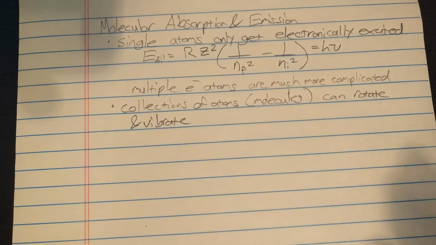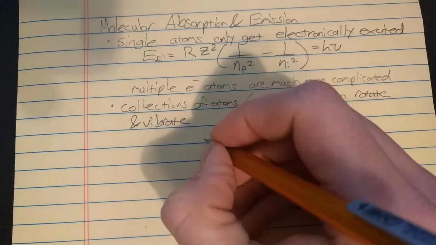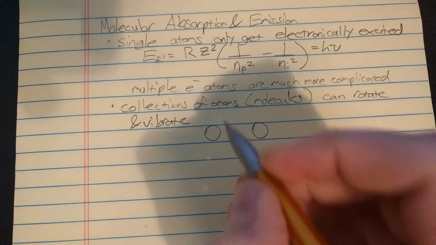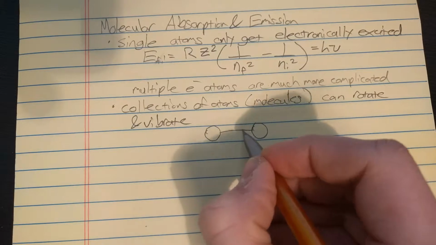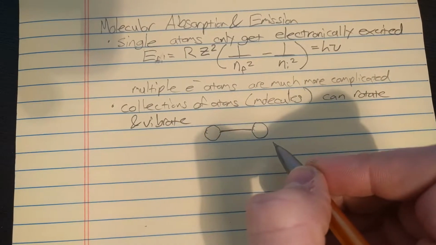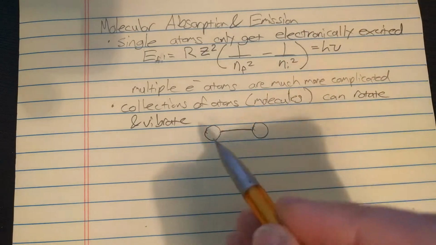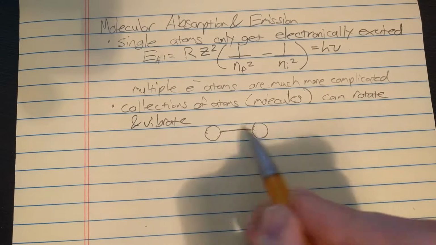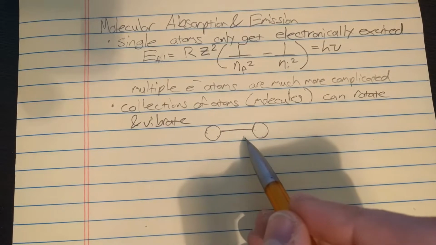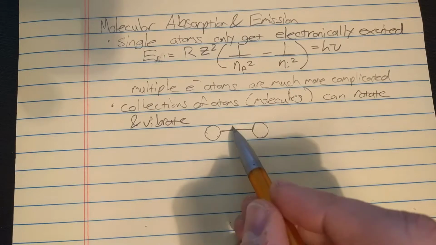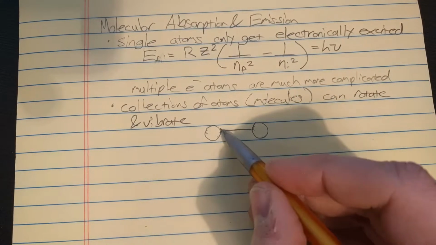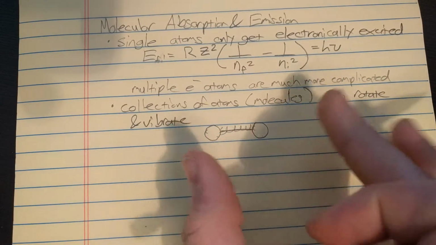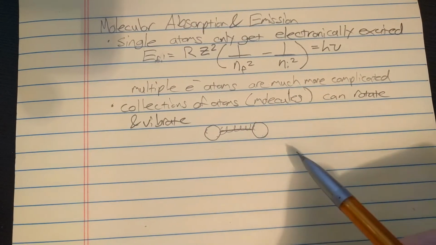So let's take the simplest collection of atoms. Let's say we've got an atom here and an atom here. Those atoms are bound together by electrons. You can imagine this like a dumbbell, except the middle of the dumbbell is stretchy. So imagine 2 balls connected by a spring. That's a better analogy. So these 2 balls can vibrate back and forth, and they can also rotate in space.